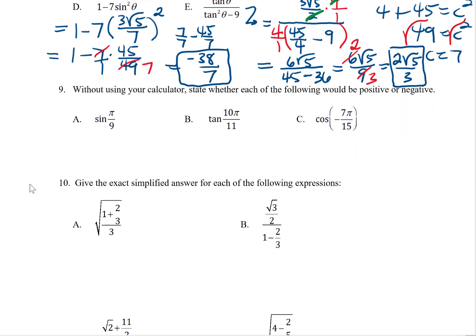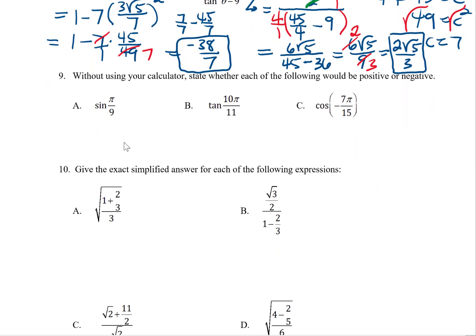Problem number 9. All I want to say is whether these answers would be positive or negative. Well, it all comes down to the quadrant. So when I see pi over 9, I'm thinking that's a very small angle. I mean, that's smaller than pi over 4, pi over 6.